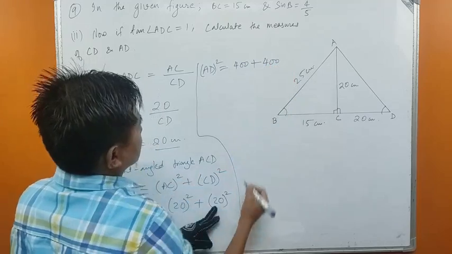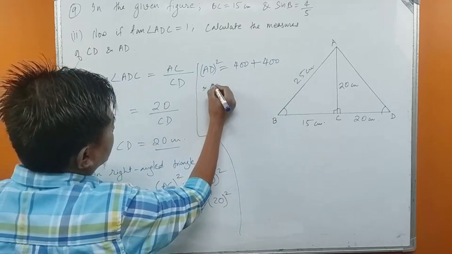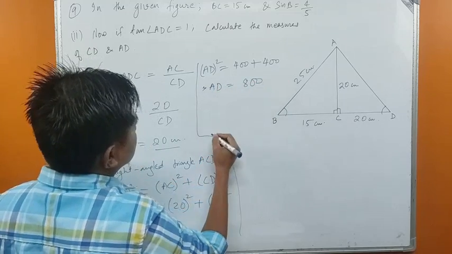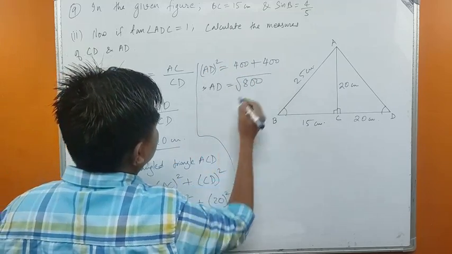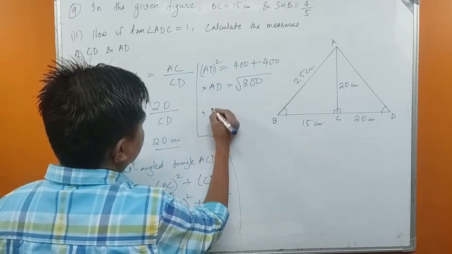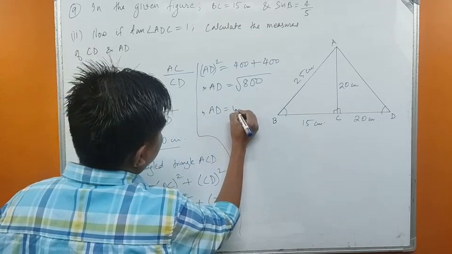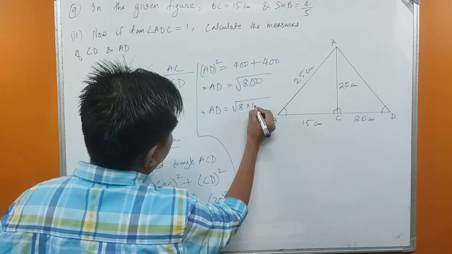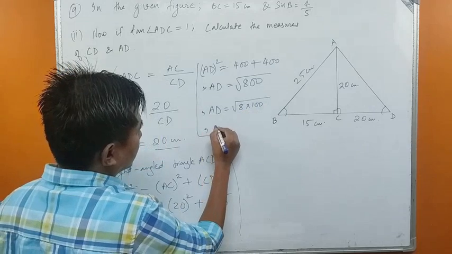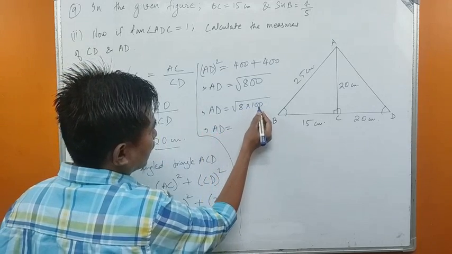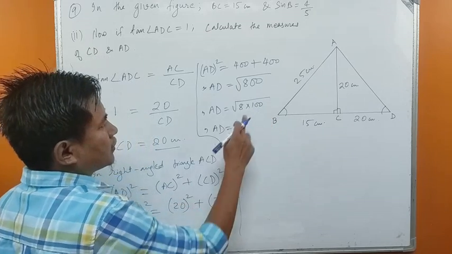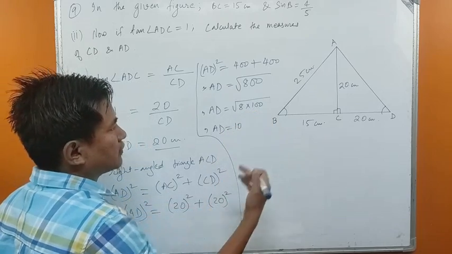Single 0 squared is double 0. So AD squared equals 400 plus 400, which is 800. We take this square to the right-hand side, where it becomes a root. So AD equals root under 800, or AD equals root under 8 into 100. 8 into 100 is 800. Or AD equals square root of 100, which is 10, since 10 into 10 is 100.